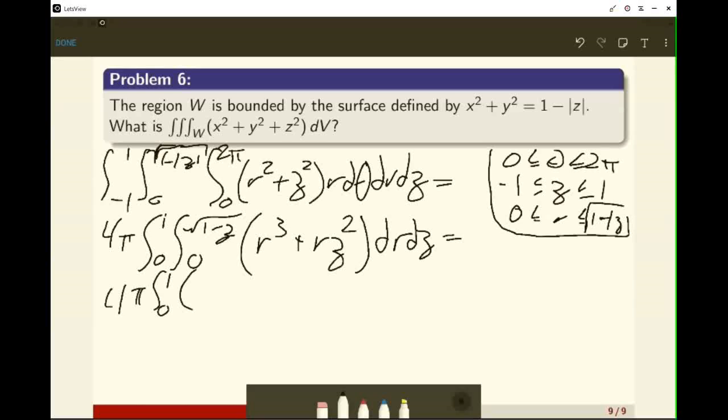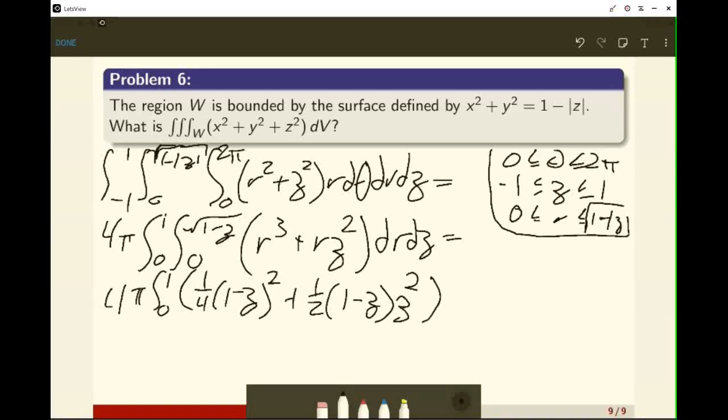R cubed is going to go up to a 1/4 r to the 4th. And r z squared is going to go to 1/2 r squared z squared. Evaluating both of those at 0 gives 0, so we only care about the evaluation at the square root of 1 minus z. And because we're plugging these into even powers, this works out pretty nicely, that we get a 1/4 times 1 minus z squared from the 4th power plus 1/2 1 minus z times z squared from taking the square root to the 2nd power, doing that integral dz.